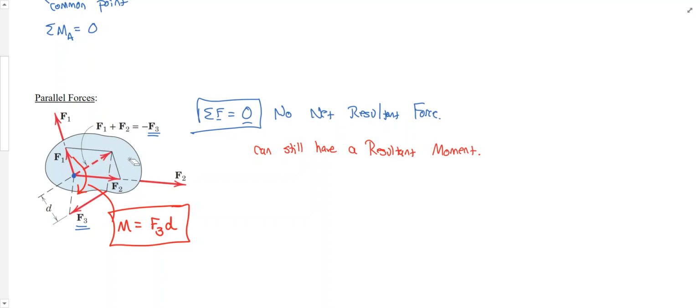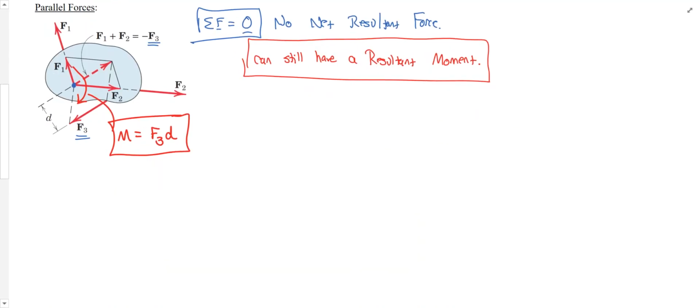Now, if all the forces wound up being parallel, then one nice thing you would do is just put your coordinate axes in the direction of the parallel forces, and then that would make it very easy to add them up vectorially. But this one is not only parallel, but it also has a 0 resultant force. So just a special scenario. Again, it's not a common thing that you'd run into a lot, but it could occur.